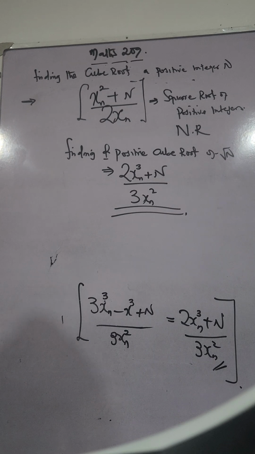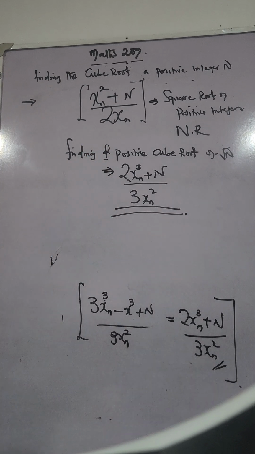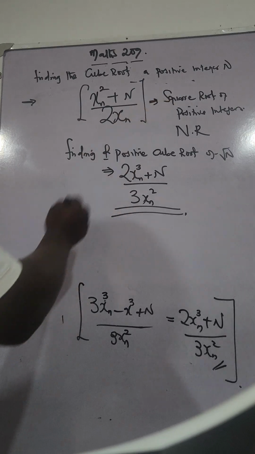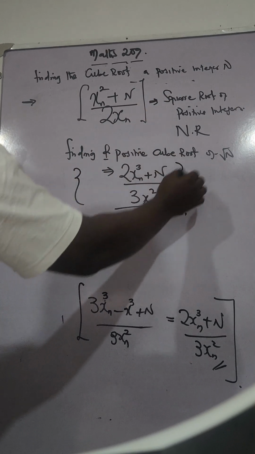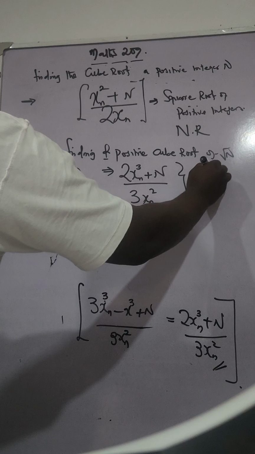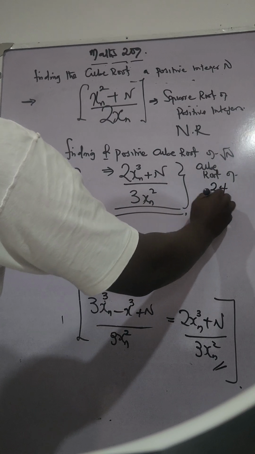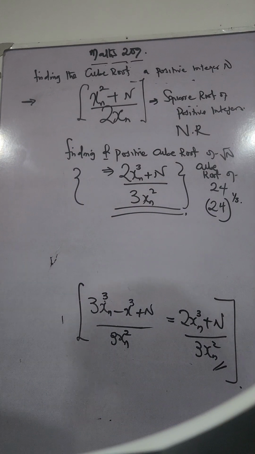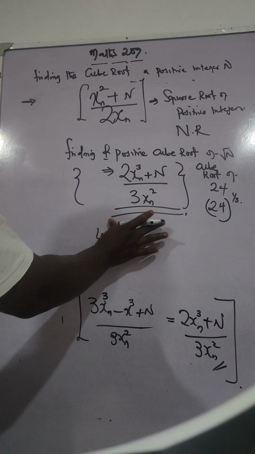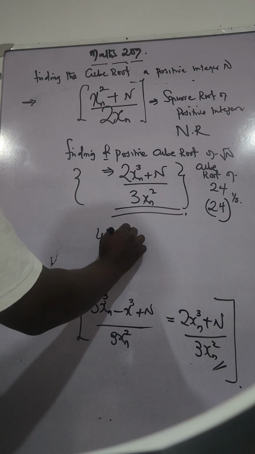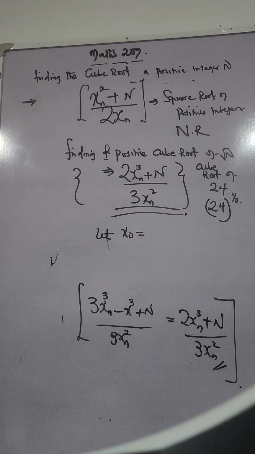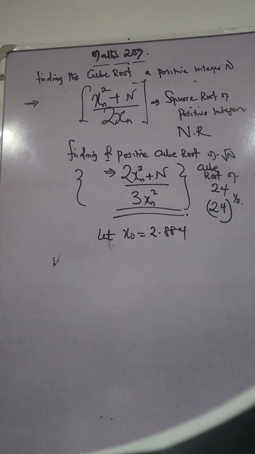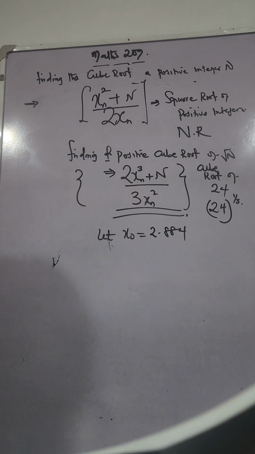So at the end of the day, you can be asked, okay, having gotten this, use it to find the square root of 24 or the cube root of 24. Having gotten this, use it to find the cube root of 24. That's 24 to the power of 1 over 3. That's very simple. So you say let your x naught equal to, so what is the cube root of 24? Let's find that out quickly. So we ask ourselves, what is the cube root of 24?